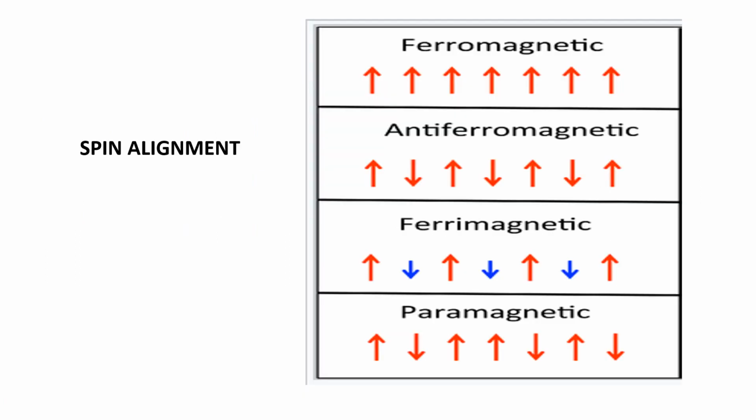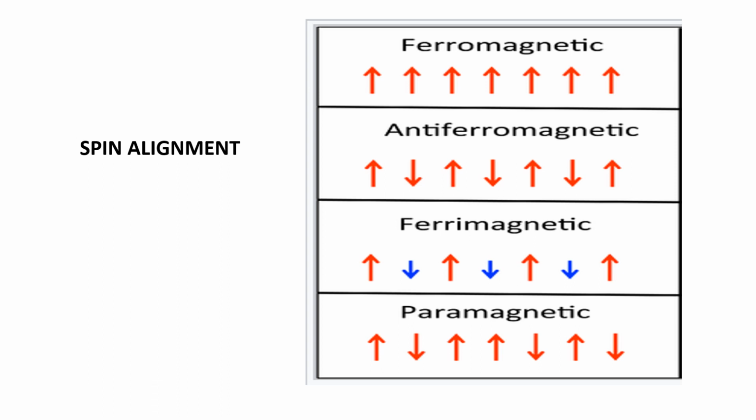And next is the spin alignment of different materials. As in the figure, in the case of ferromagnetic material, the spins are aligned parallel in the magnetic domains. But in antiferromagnetic material, the spins are aligned antiparallel in the magnetic domains.